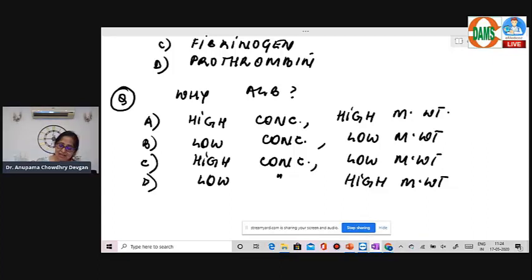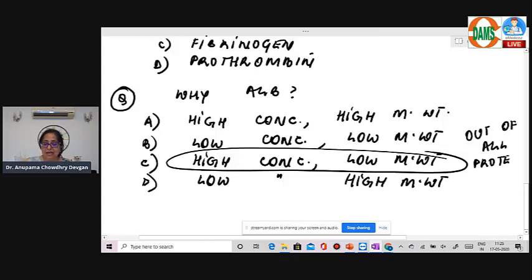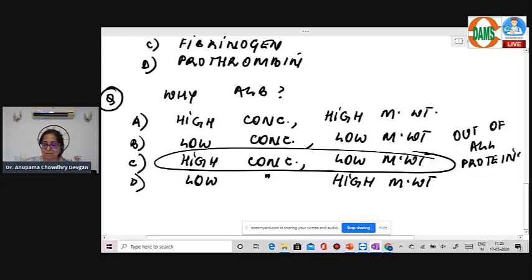Yes? The answer is absolutely right. Prakash Trivedi has answered it. So many of you have answered it correctly: high concentration and low molecular weight. Even though molecular weight is in thousands, it is considered a low molecular weight out of all proteins. Here we are comparing all the proteins. So albumin is contributing the maximum because the concentration is highest out of all the proteins and the molecular weight is the least. Okay, so we've got this concept.